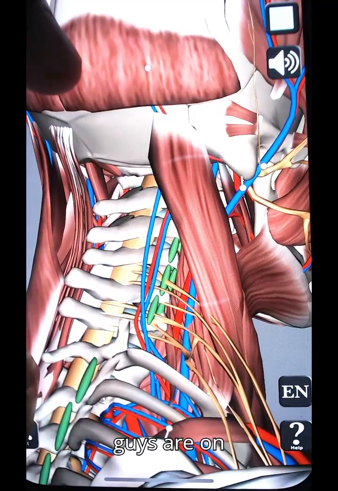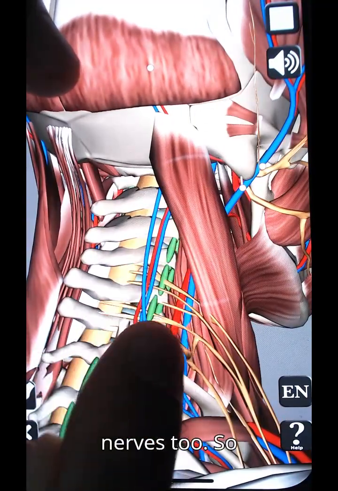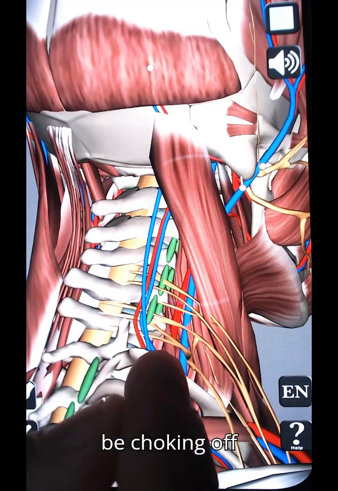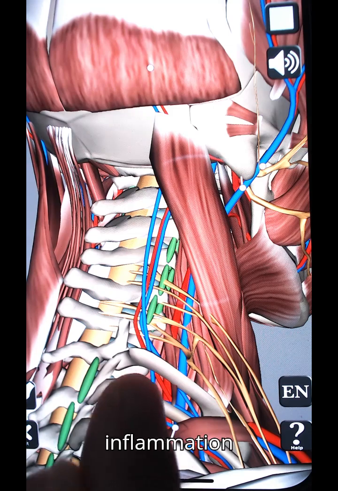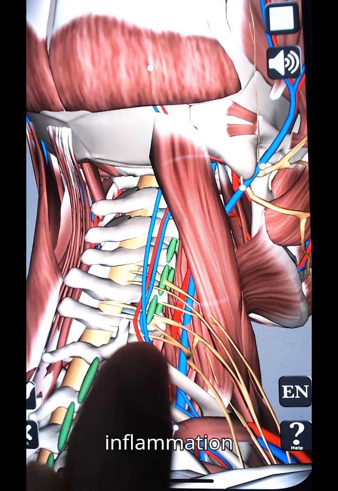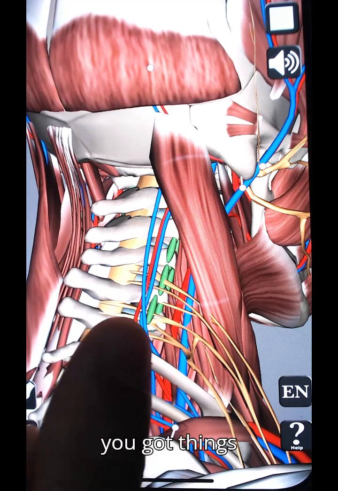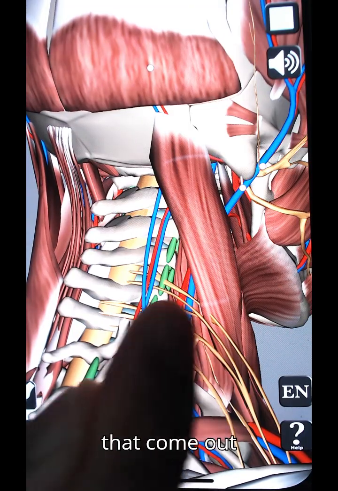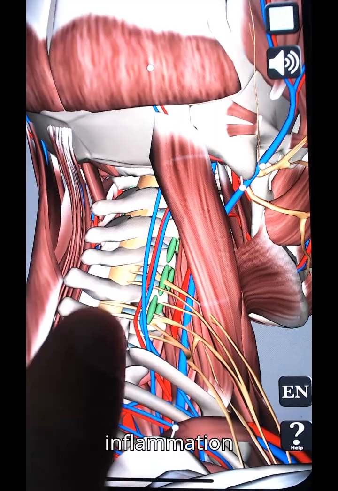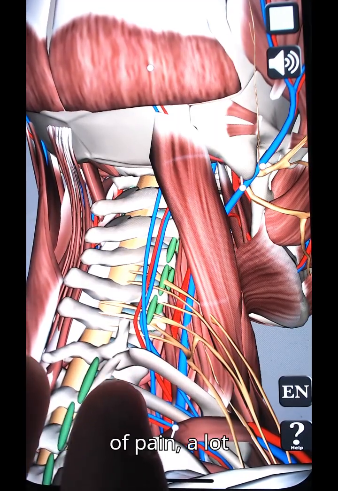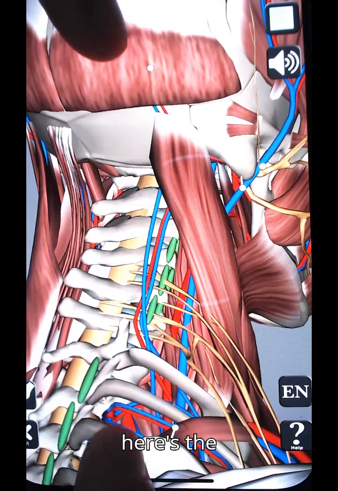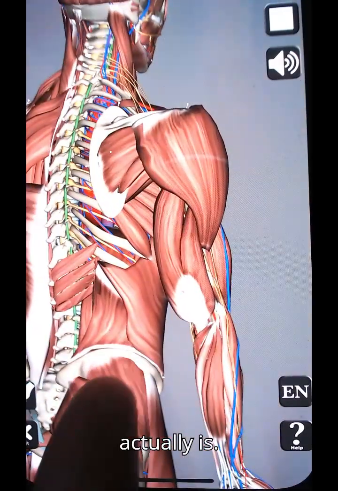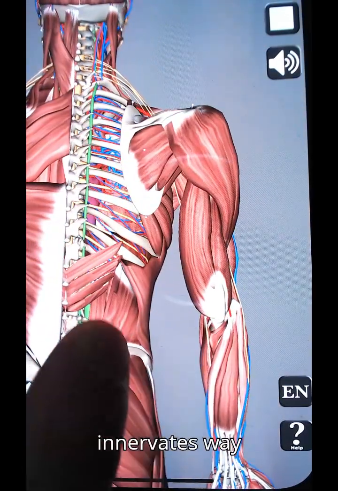Each one of those guys are on nerves too. So when your intertransversarii is affecting you, you could be choking off nerve supply, getting worse and worse inflammation in your neck. And that inflammation, because again, when we're in these areas, you got things like astroglia, you got different kinds of white blood cells that come out of here, monocytes that can cause inflammation of the neck, creating a lot of pain, a lot of issues. But here's the kicker about intertransversarii. Look at where this muscle actually is. This muscle innervates way down in here.